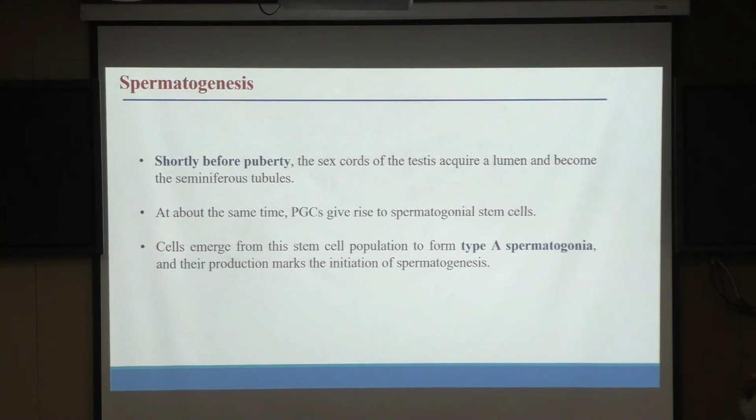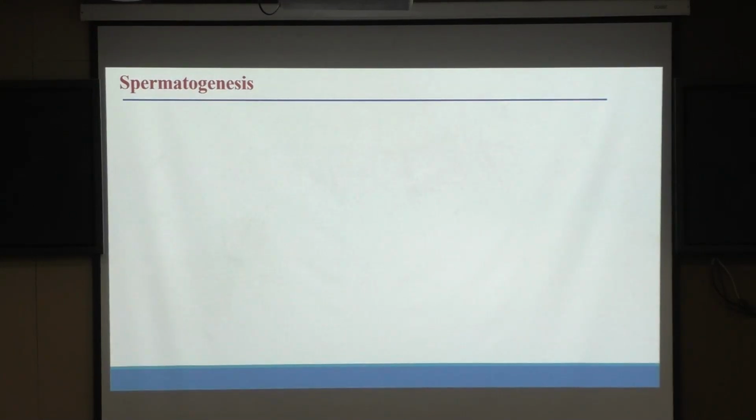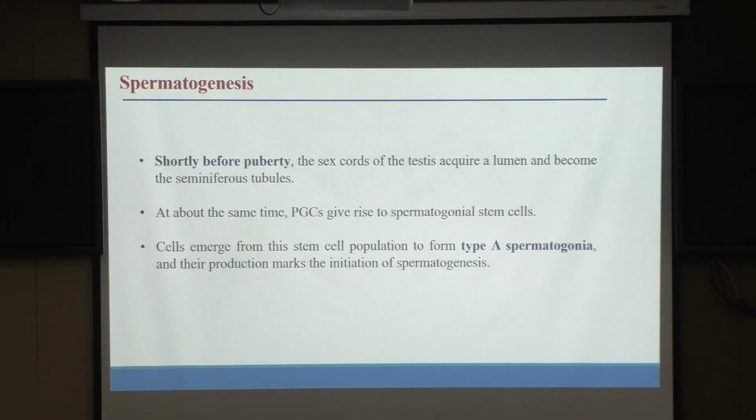So you can just note it down: from the primordial germ cells, it is type A spermatogonia. This type A spermatogonia will also undergo mitotic division, so that it will increase the cell population of type A spermatogonial cells. So this production of type A spermatogonia will mark the initiation of spermatogenesis. So spermatogenesis will start with type A spermatogonia. Just note it down, type A spermatogonia.